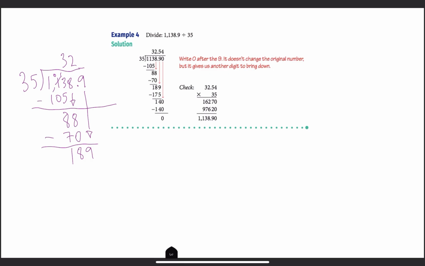How many times? Let's estimate. 6 times 30 would be 180. So I bet that'll be too big. But 5 30s would be 150. So that sounds about right. So let's see. Oh, what do I do with this decimal here? This comes straight up. And then I think 35 will go in 5 times to 189, because 5 times 5 is 25. 5 times 3 is 15, and 2 is 17. So 175.